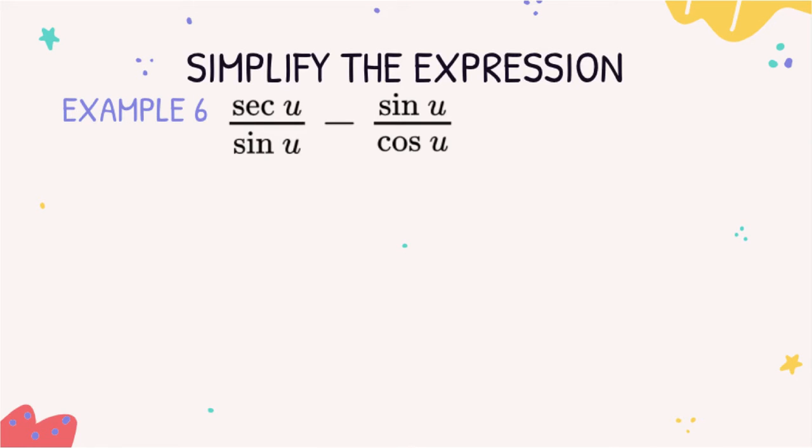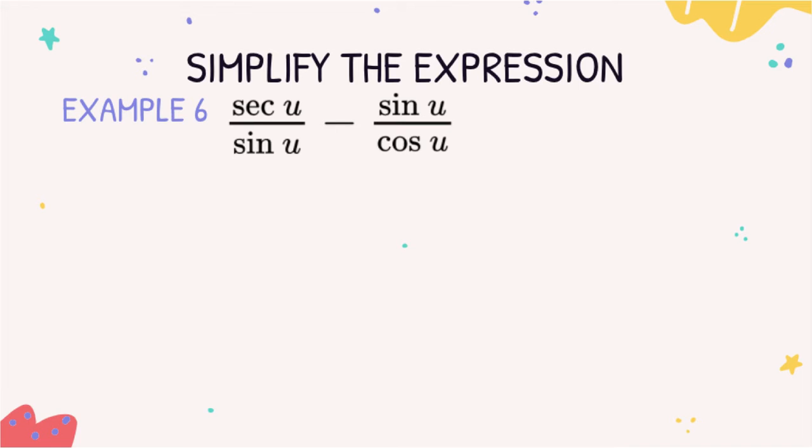Example 6. Secant u over sine u minus sine u over cosine u. So since our goal is to combine these and get one expression, we want to first try to combine these by getting a common denominator. I see that they really don't have a common denominator, so the only common denominator is to multiply.